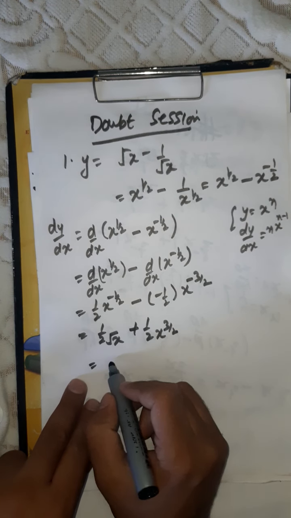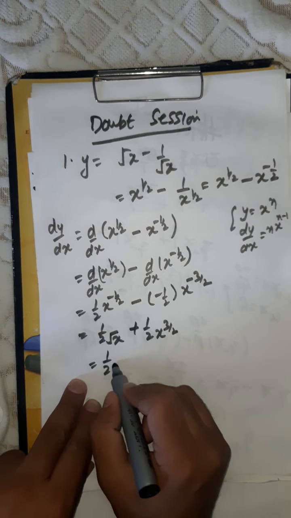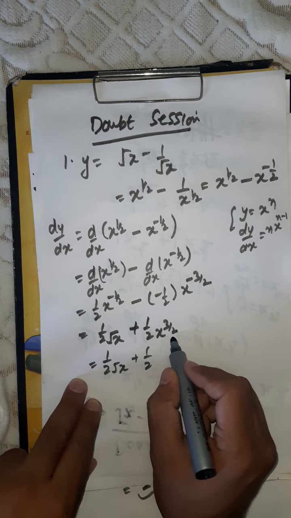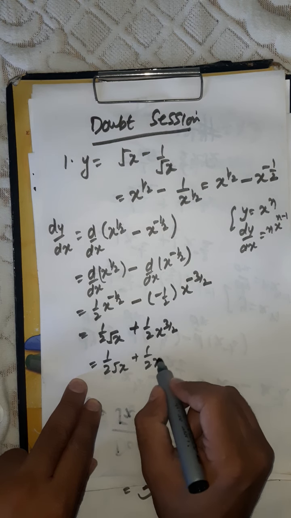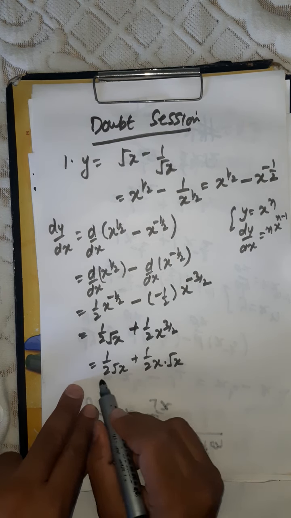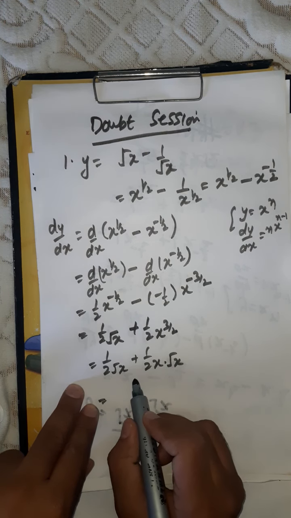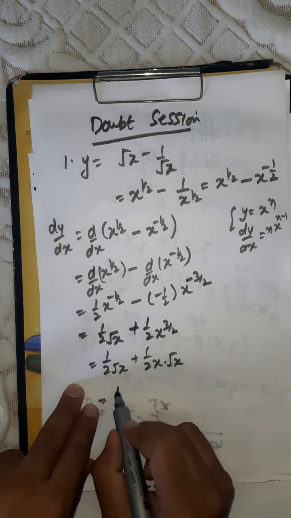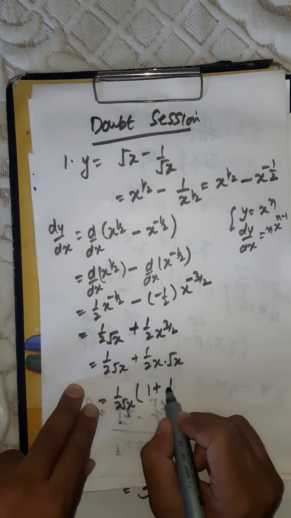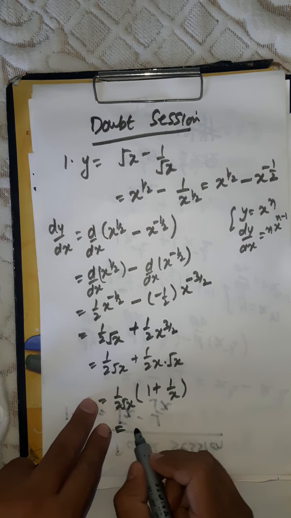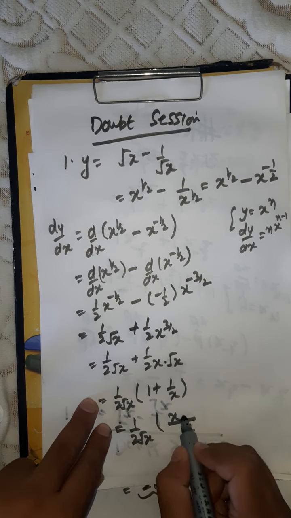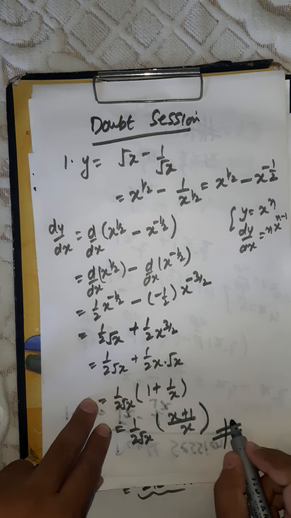In the next step you can simplify it more. 2 root x plus 1 over 2. You can write x plus x power 1 by 2, or you can write x into root x. Okay, you can break this up into two parts. Now you can see in both the fractions we have 1 over 2 root x common. So here I will be left with 1 plus 1 over x. So simplify it. It is x plus 1. So this is my answer. Please note down.